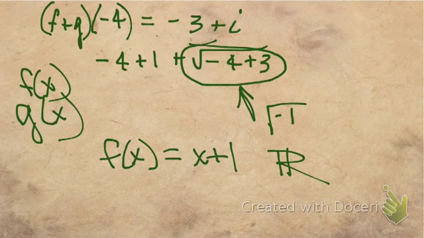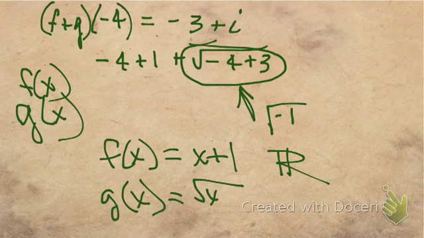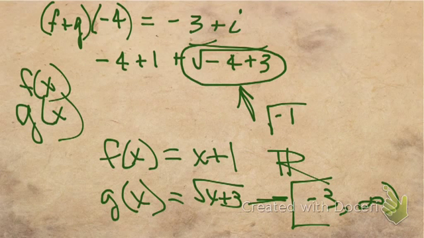All real numbers. What's the domain of my g of x when I had the square root of x plus 3? What's the domain of that? The domain then would be negative 3, including negative 3, ergo the squared off bracket, to positive infinity.